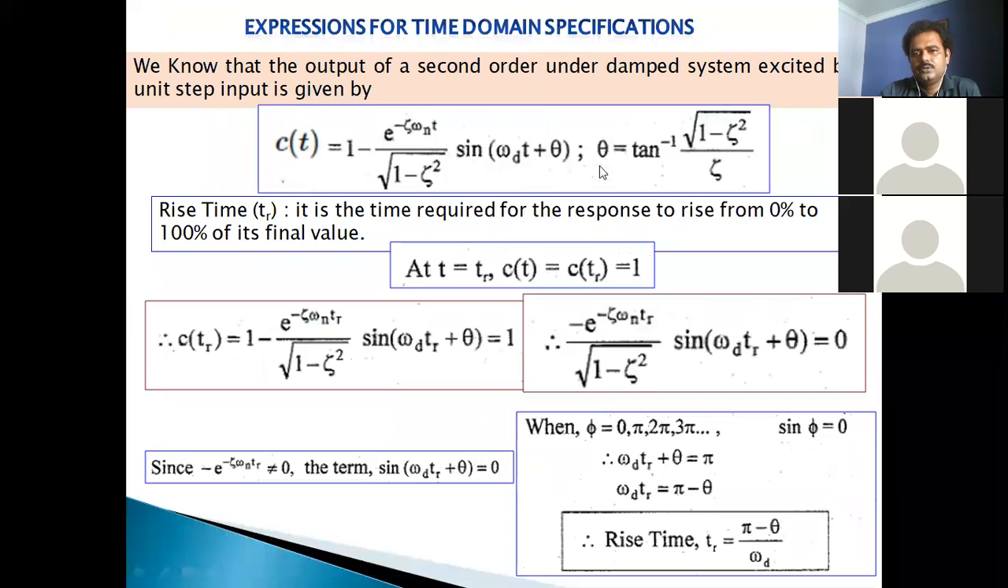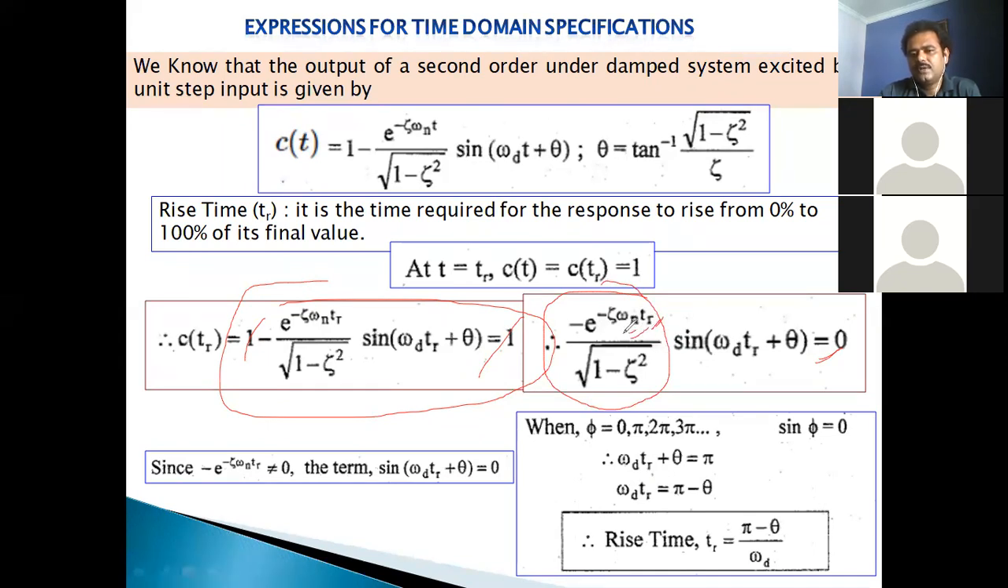Okay, so then therefore simply calculate the TR value using this term. So this is the unit value. Now simplify that one. If we take this, 1 and -1 get cancelled, 1 and 1 get cancelled, finally that term is 0. So this term cannot be 0. So e to the power of minus zeta omega n TR, this is rise time.